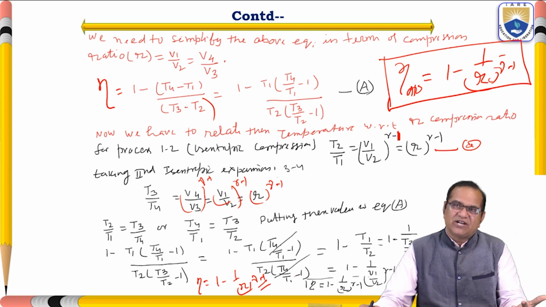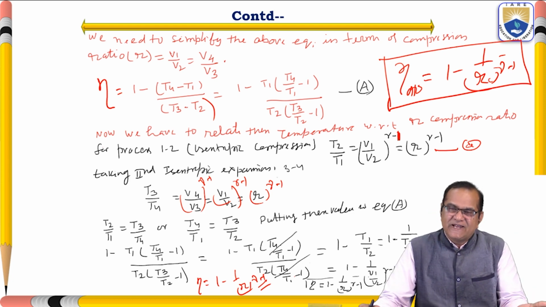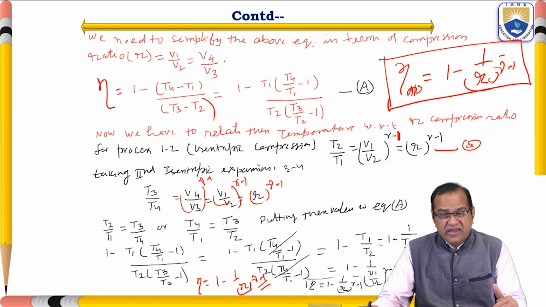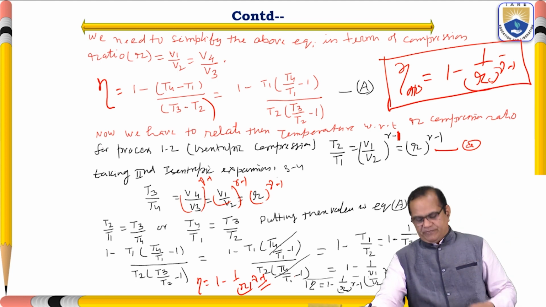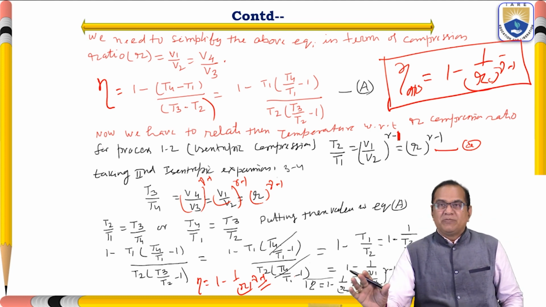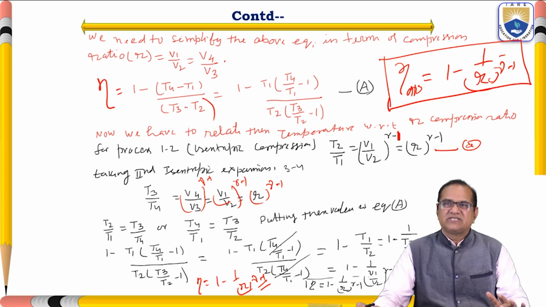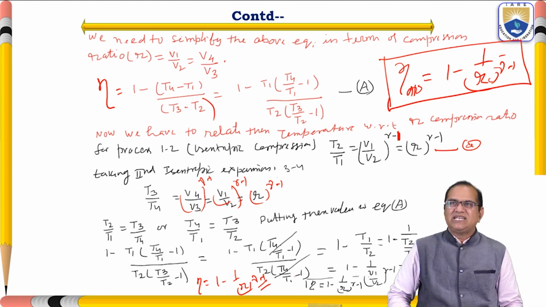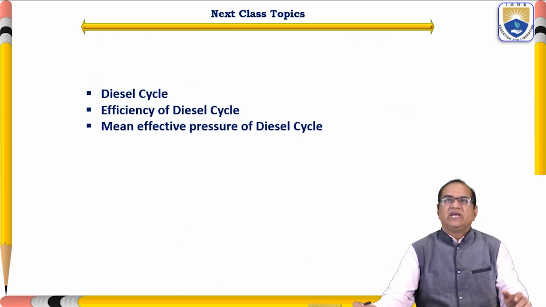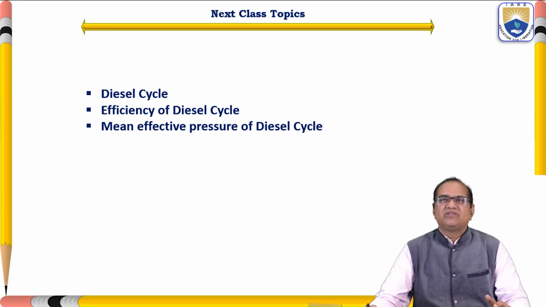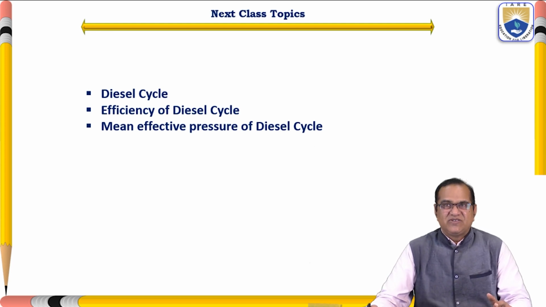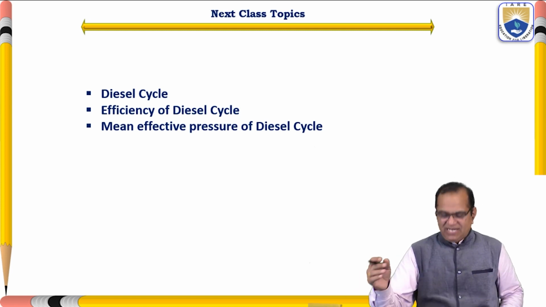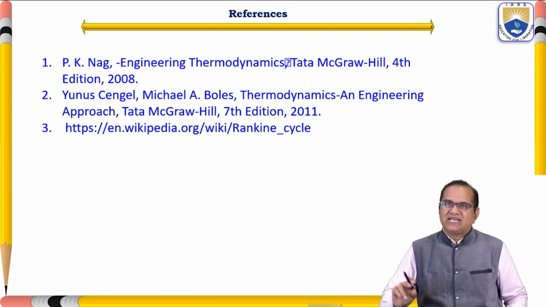We have discussed that the Otto cycle is a spark ignition engine where we use petrol. So any petrol engine, be it for a car or a bike or even an aircraft, small aircraft with piston propellers, they use spark ignition engines. In the next class, I am going to discuss the diesel cycle, the efficiency of the diesel cycle, and the mean effective pressure of the diesel cycle.